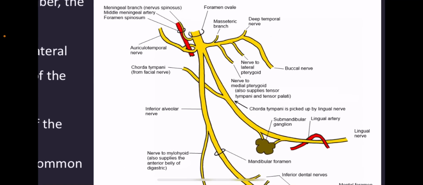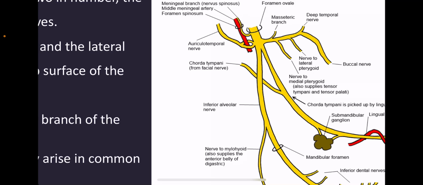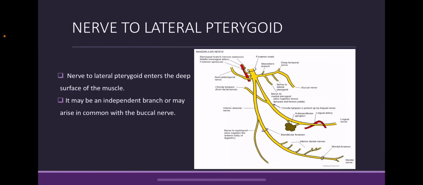Deep temporal nerve, as you're seeing here. Deep temporal nerves are two in number, the anterior and posterior nerves. They pass between the skull and the lateral pterygoid and enter the deep surface of the temporalis. The anterior nerve is often a branch of the buccal nerve, and the posterior nerve may arise in common with the masseteric nerve. Nerve to the lateral pterygoid: it enters the deep surface of the muscle. It may be an independent branch or may arise in common with the buccal nerve.